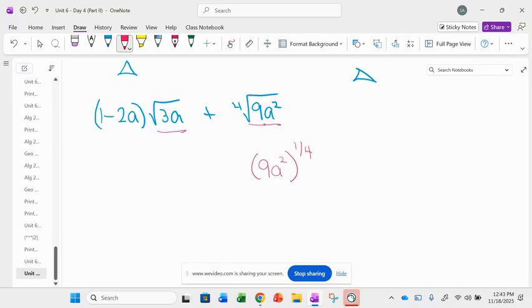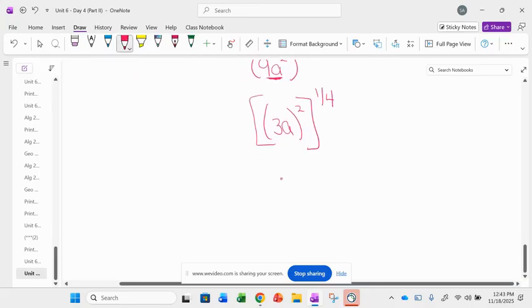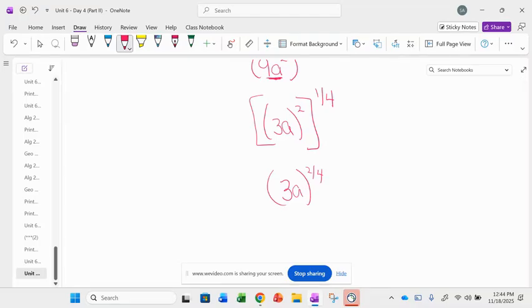Okay, so now for this, I need to make this into a base of 3a. Can I change 9a squared into a base of 3a? Yeah, if I make 3a raised to the second power raised to the 1/4. So 3a squared is 9a squared. So now I've created that same radicand. So now I'm going to have 3a raised to the 2/4 power, which is the same as what? A half. So now I have 3a raised to the half power.